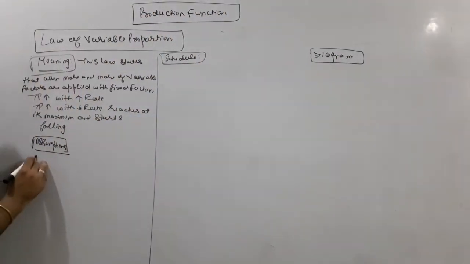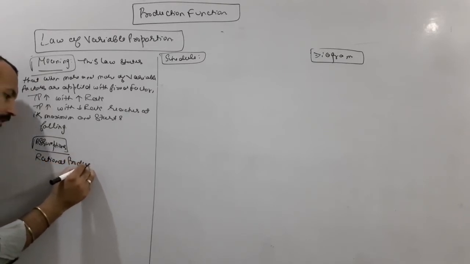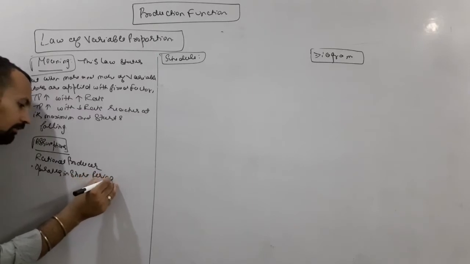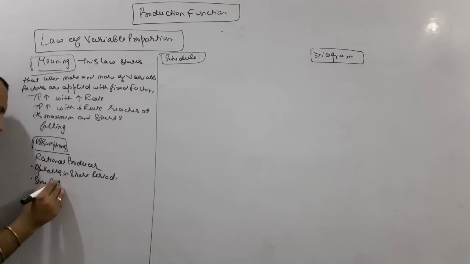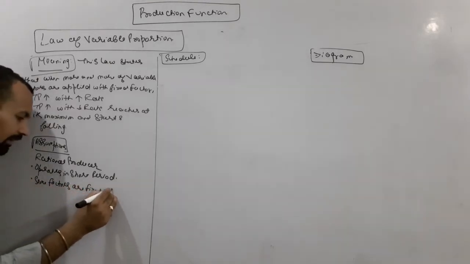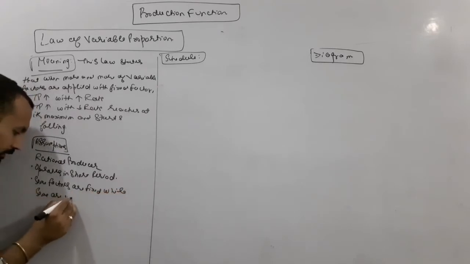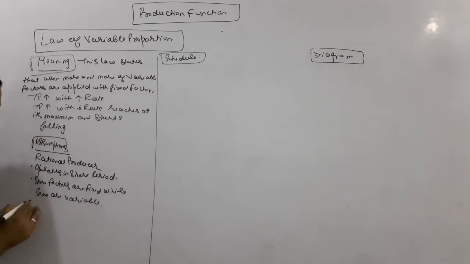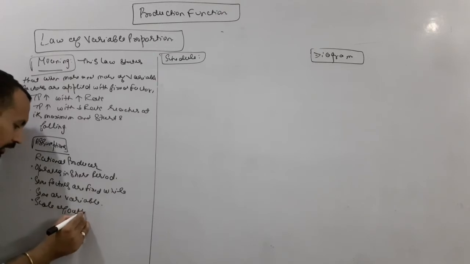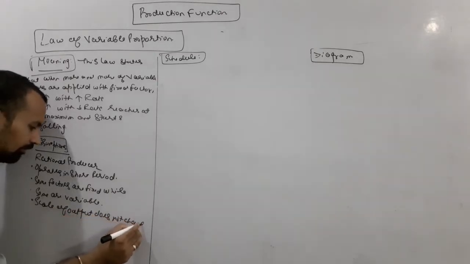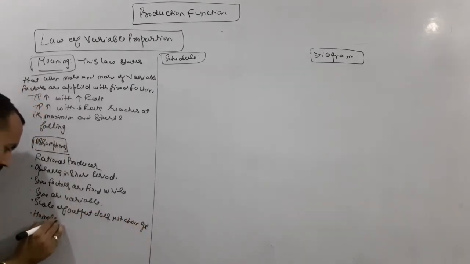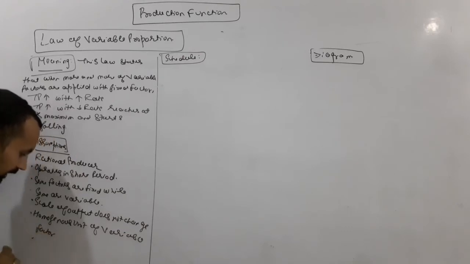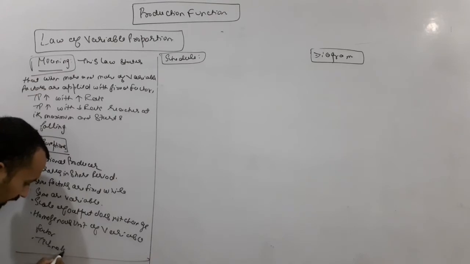What was the first assumption? Rational producer. Second assumption, operates in short period. Next assumption, some factors are fixed while some are variable. The assumptions are as per the short-run production function. Next, scale of output does not change. Homogeneous unit of variable factor. And last, technology is constant.